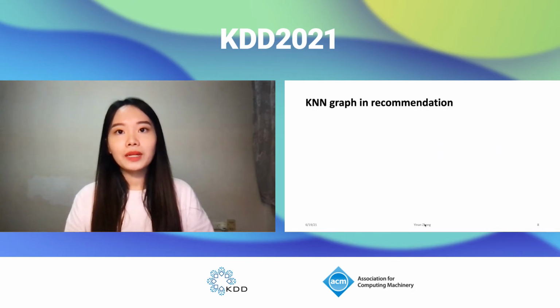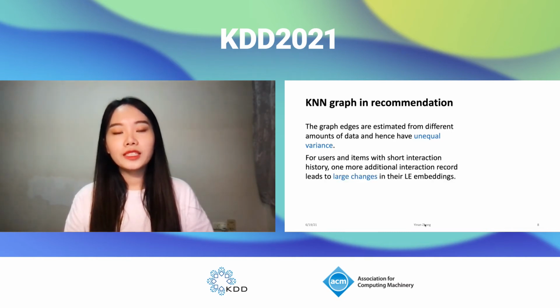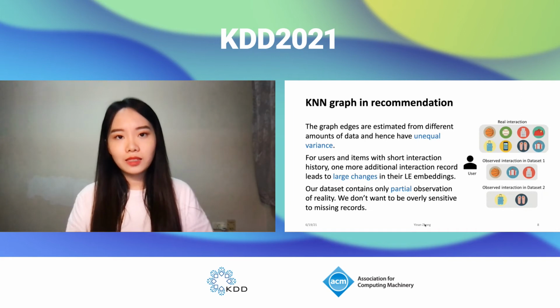However, direct application of LE ignores an important characteristic of the KNN graph, that the graph edges are estimated from different amounts of data and hence have unequal variance. For users and items with short interaction history, one more additional interaction record leads to large changes in their LE embeddings. This is undesirable because our dataset contains only partial observation of reality. We don't want to be overly sensitive to missing records.